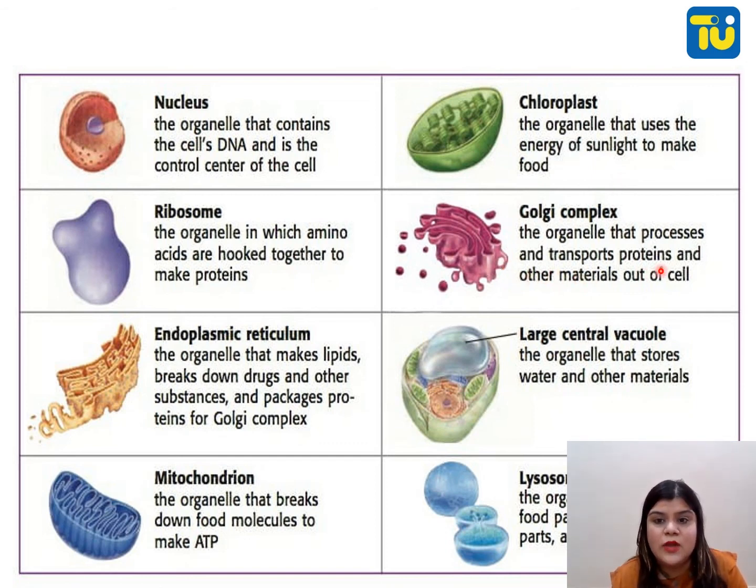Golgi complex is the organelle that processes and transports proteins and other materials out of the cell. Large central vacuole: vacuoles are large in plants because plants need to store food. Animals don't need to store food because we are heterotrophic. Lysosome is the organelle that digests food particles, waste, cell parts and foreign invaders. They are also known as the suicide bags of the cell, and also the garbage bin of the cell because they clear all the waste and burnout of the cell.